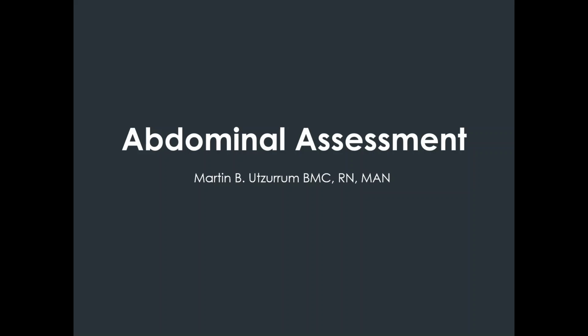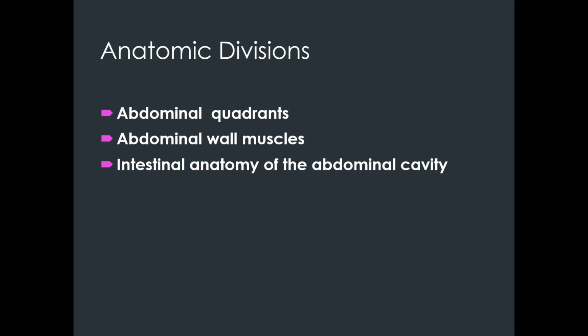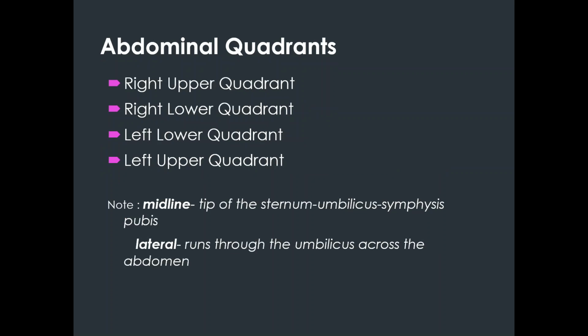We are going to continue on the physical assessment, and this time we are going to tackle the abdominal assessment of the human being. The abdomen has anatomic divisions. This includes the abdominal quadrants, abdominal wall muscles, and intestinal anatomy of the abdominal cavity. The abdominal quadrants include your right upper and lower quadrants and your left lower and upper quadrants.